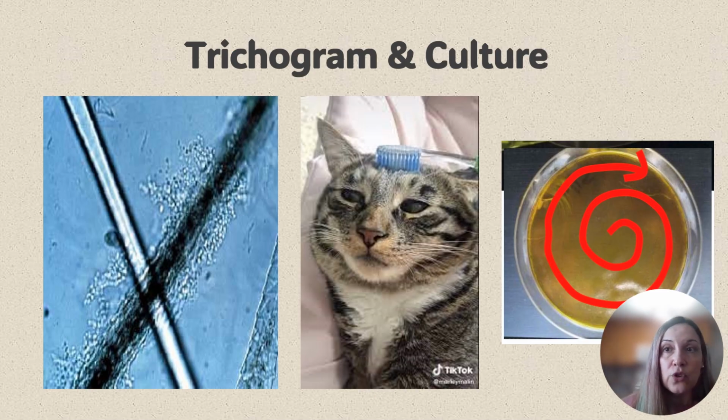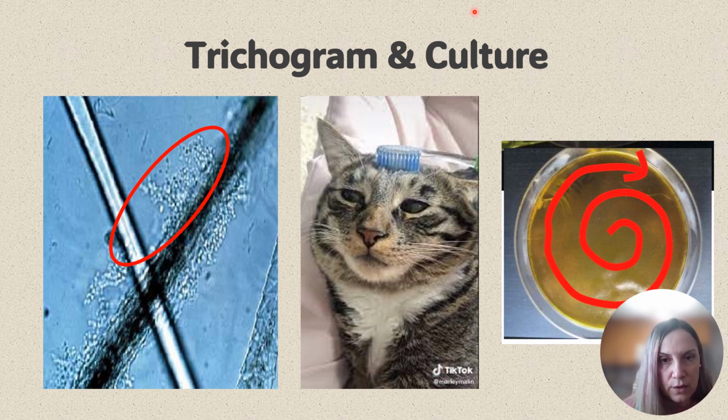This brings us to trichograms and cultures. So I want to direct your attention to the picture over here on the left-hand side. You can see this white hair right here. This is a normal hair shaft. This black hair here is an abnormal hair shaft. And what I want to direct your attention to are specifically these little white circles that are present on the outer surface of that hair shaft. Those are actual fungal spores.